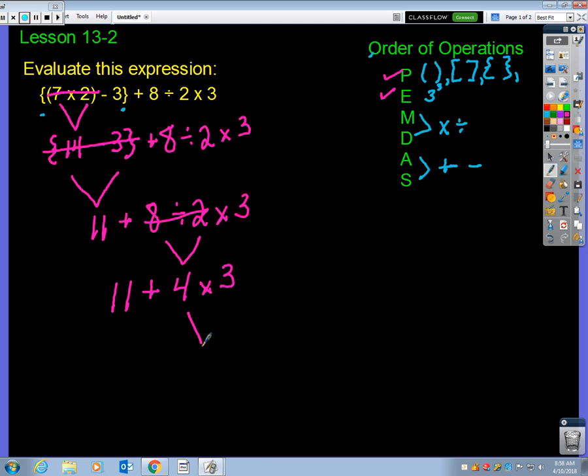And now I do my multiplication because I'm still doing multiplication division, left to right. What comes first? What's 4 times 3? 12. I bring everything else down. And I can cross that out. And what is 11 plus 12? 23. So the answer to our problem, when we evaluate the expression, we get 23.